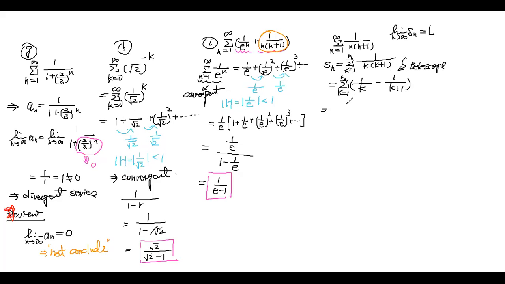So when k equals 1, this is 1 minus 1/2. When k equals 2, it's 1/2 minus 1/3. When k equals 3, it's 1/3 minus 1/4. Then you do dot, dot, dot. When k equals n, it's 1/n minus 1/(n+1). Let's make sure: this is when k equals 1, this is k equals 2, this is k equals 3, and this is k equals n.